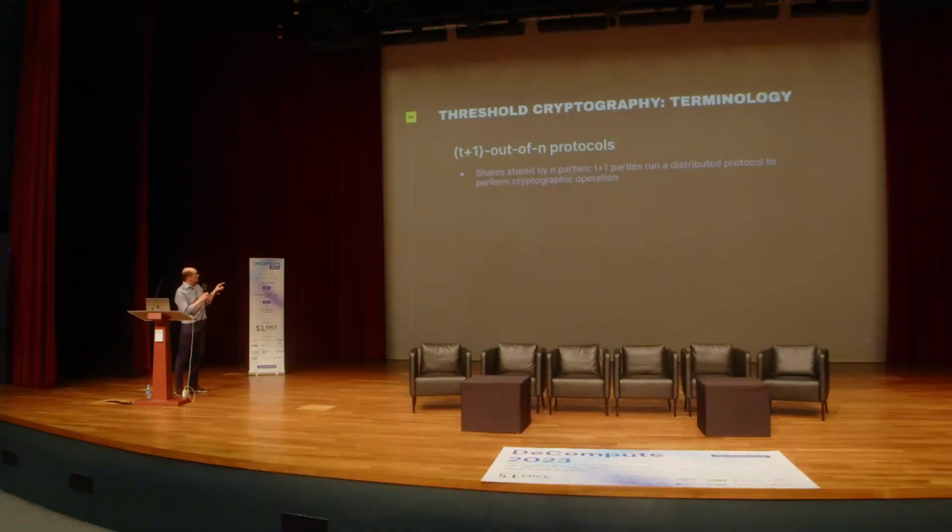And what this means, essentially, is that we have shares of the cryptographic key that are going to be stored by n parties. And T plus 1 of those parties need to come together and run some interactive protocol in order to perform the desired cryptographic operation. And generally in this context, we'll have security, as I said, up to corruptions of T of the parties. I'll only be considering the case when those T corrupted parties can behave maliciously. That's the case of interest in practice.